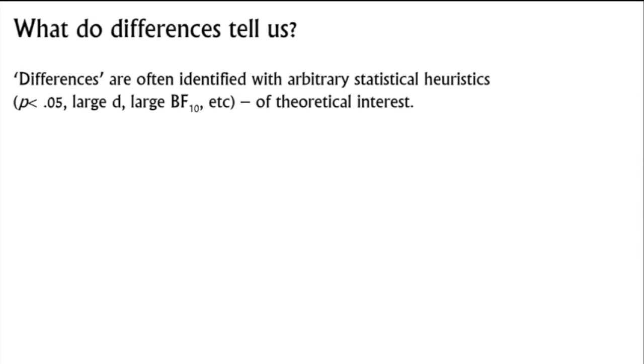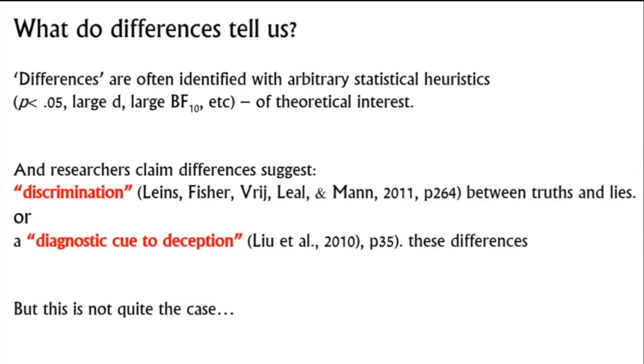And then we get to this odd position, and I've taken some direct quotes here from some papers. This is not picking on these papers; you actually see it in many places. But people start talking about how the findings of these mean difference studies tell us things about the discrimination between truth and lies, or how you might have a diagnostic cue to deception based on differences that you observe in a particular sample and there being a mean difference.